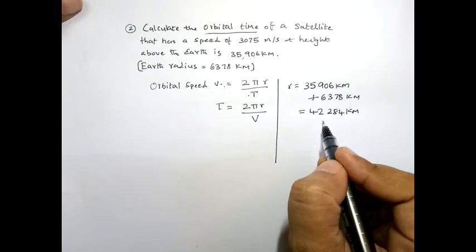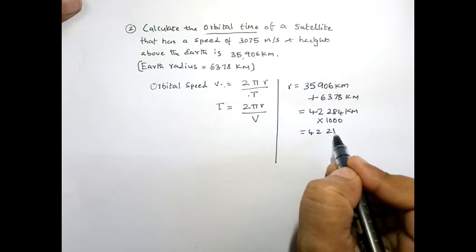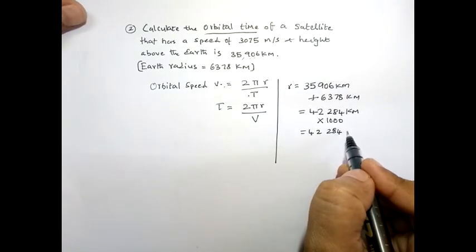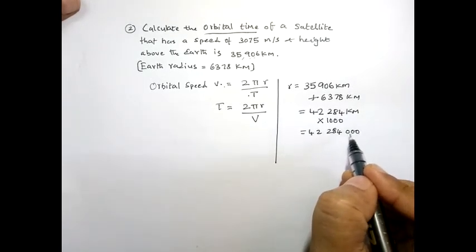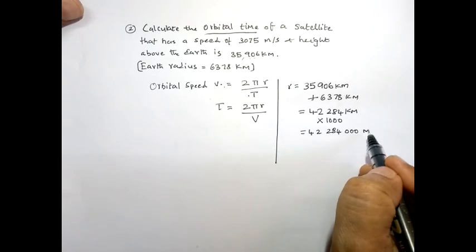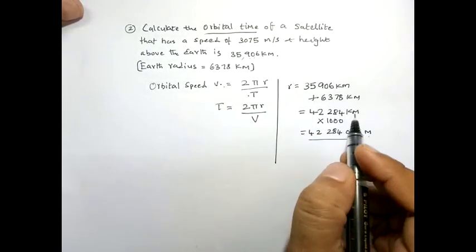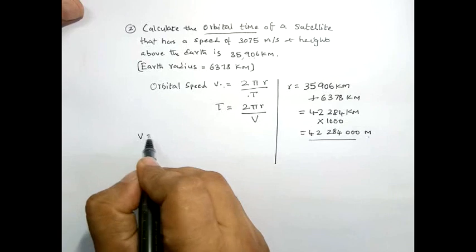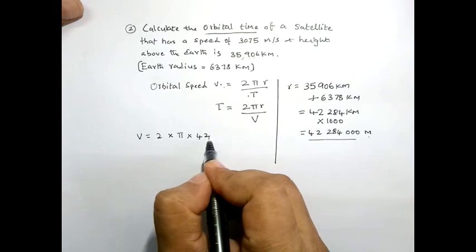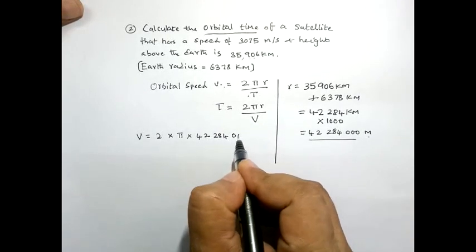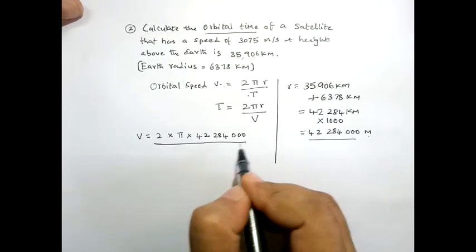Now comes the conversion. How do you convert? Just multiply this with 1000, you get the final answer, which is 42,284 with 3 additional zeros. Now it's in meters. So this is the r. Let us substitute: v equals 2 into pi into 42,284,000, which is in meters, divided by v.